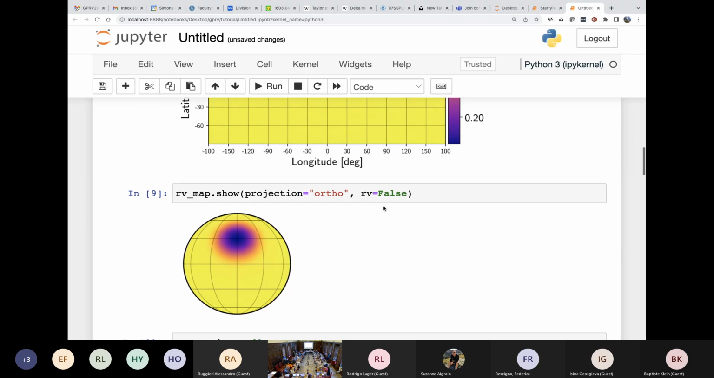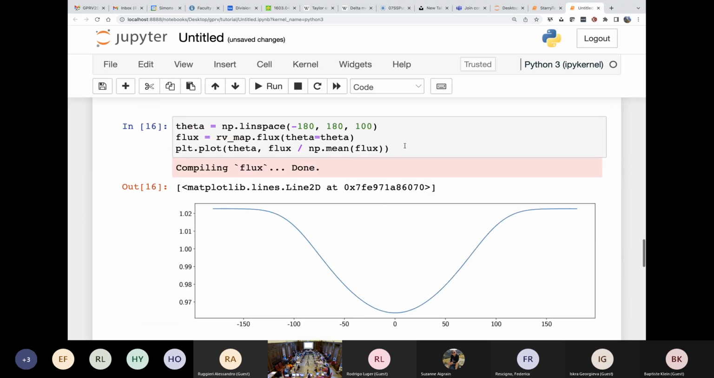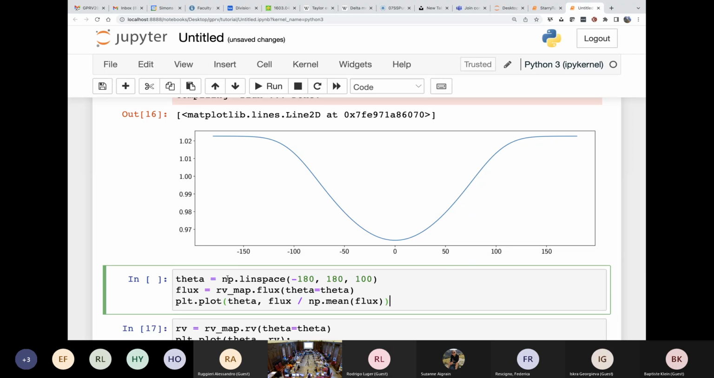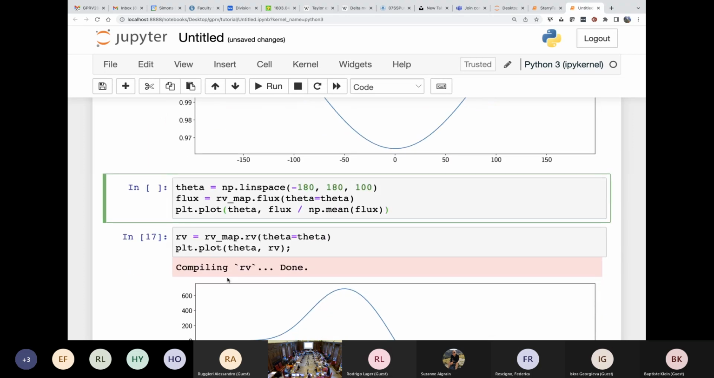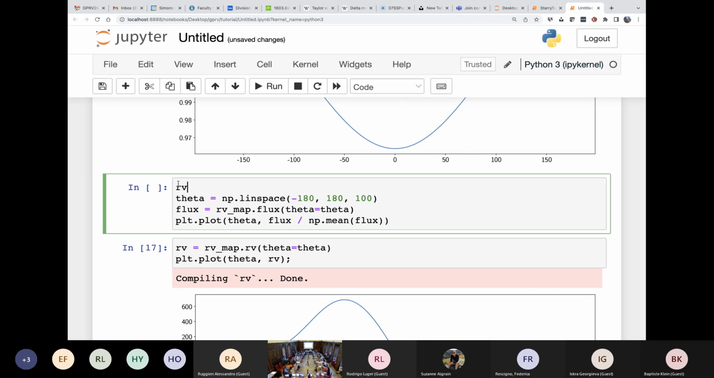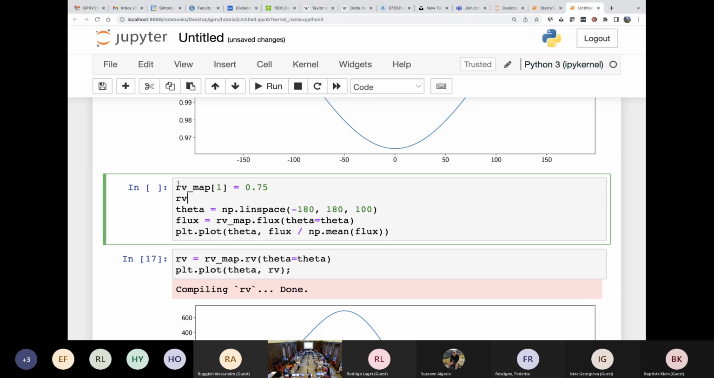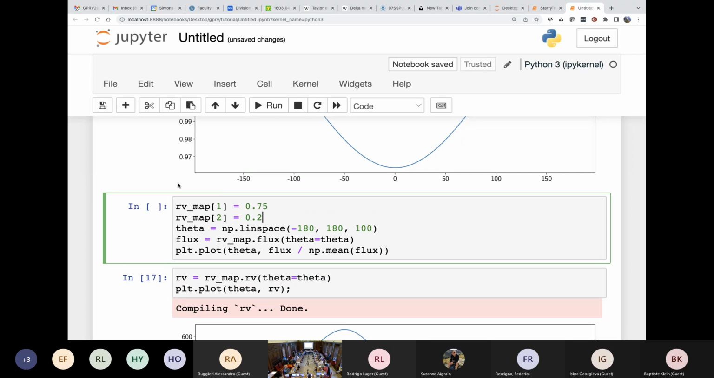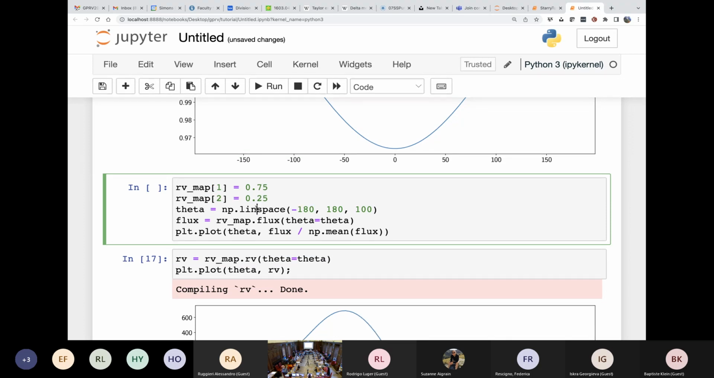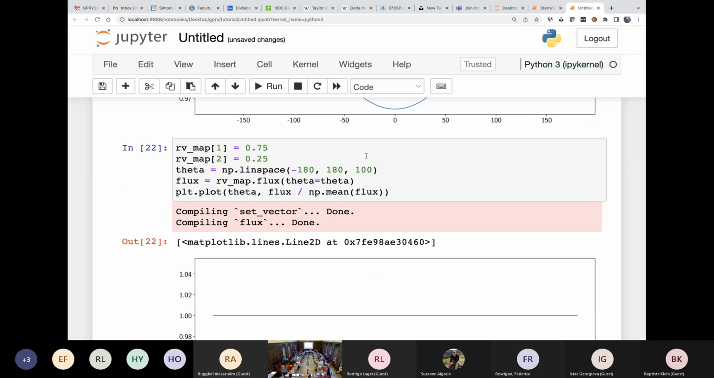Sorry, you don't have to write all this down. I'm just doing this to answer the question. The limb darkening coefficients, you specify them by directly indexing the map. Index 1 is u1. We can give that strong linear limb darkening and quadratic limb darkening, and compute the flux. Doesn't work.